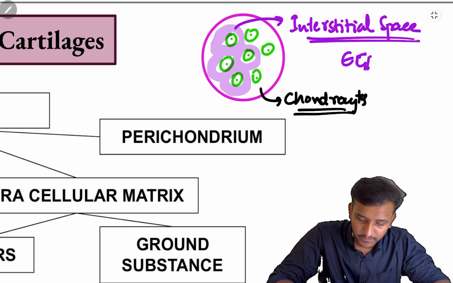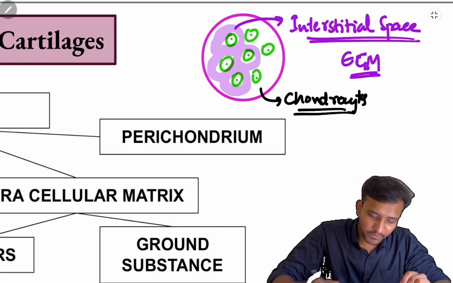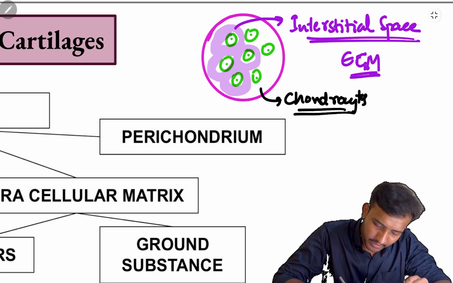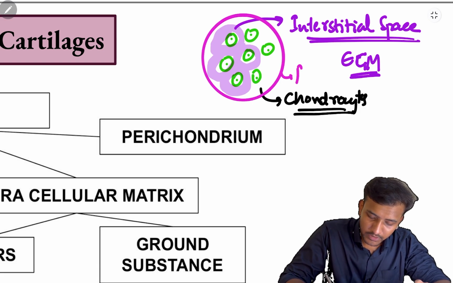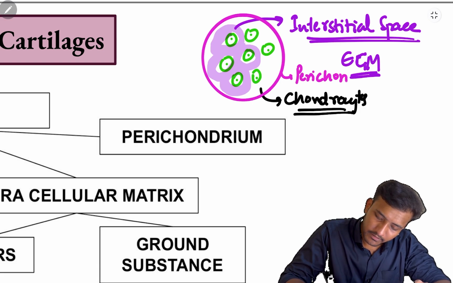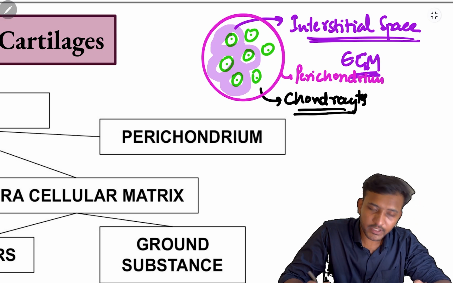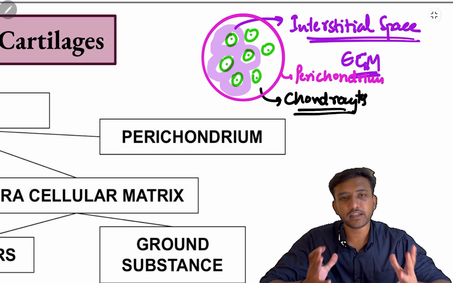What is it filled with? It's filled with extracellular matrix. Apart from that, this cartilage is also covered, right? The entire cartilage is also covered. That covering of a cartilage is called what? Perichondrium. What is that covering called, guys? Perichondrium. Now, whenever I say perichondrium, you need to be thinking that it is entirely covering what?